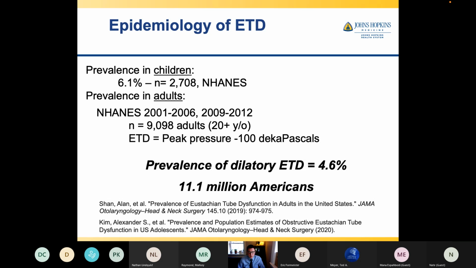We recently looked at the prevalence in adults using tympanometry from NHANES and found that about 4.6% of the adult population has negative pressure on tympanometry, just of the general population. So it is almost as prevalent in adults as it is in children. And I think it's just underdiagnosed or underappreciated. So you're definitely going to see this in your practice.